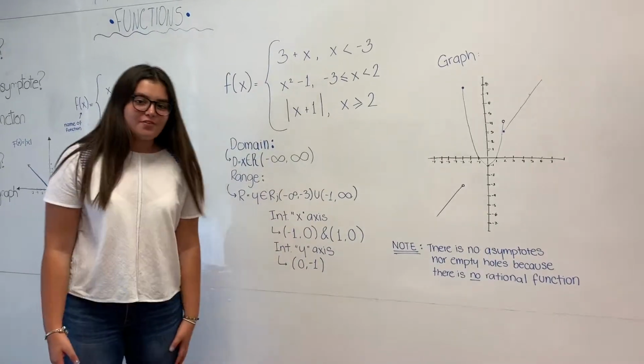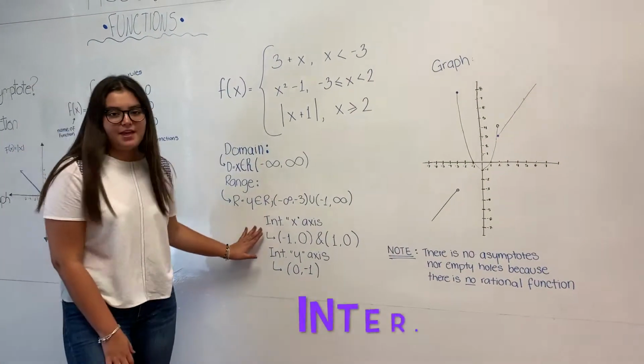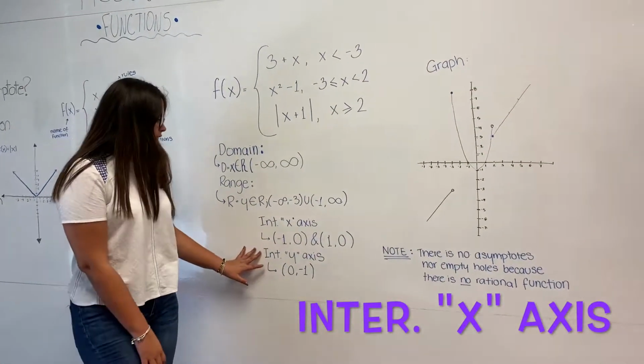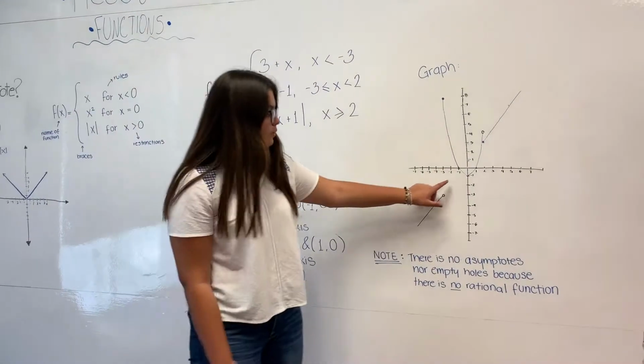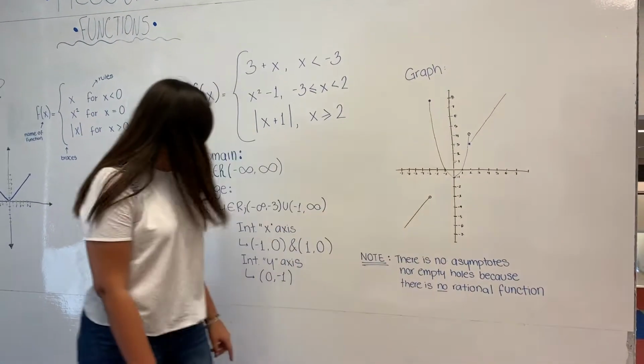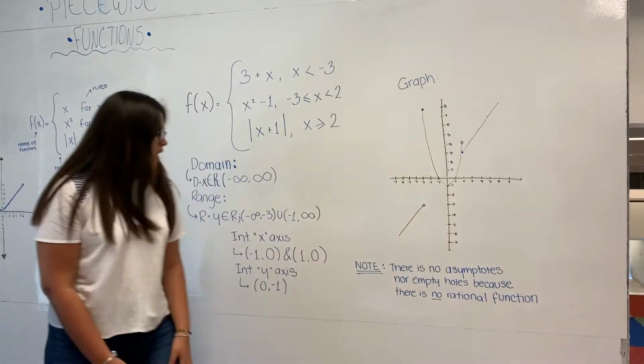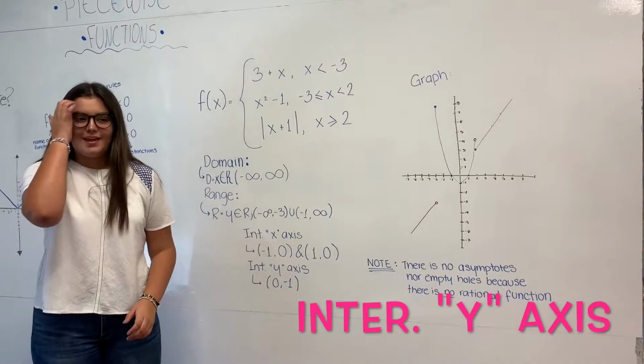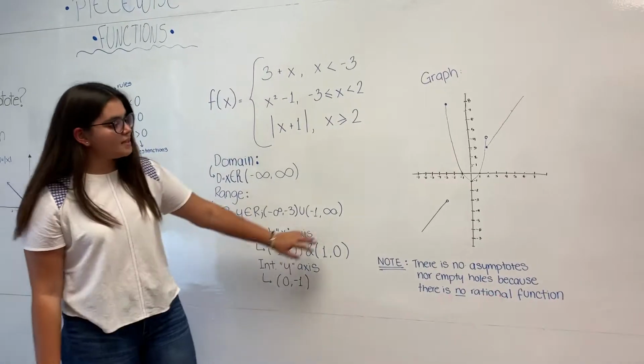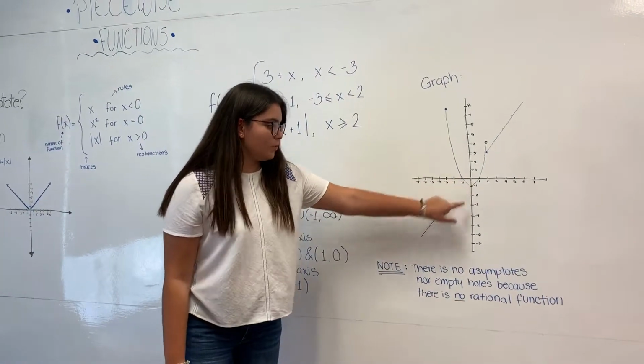For this piecewise function, we have two intersections with the x-axis. The first one is minus 1, 0, as you can see in the graph, and the second one is 1, 0, as you can see also in the graph. And we have only one intersection with the y-axis, as you can see in the graph, at minus 1.